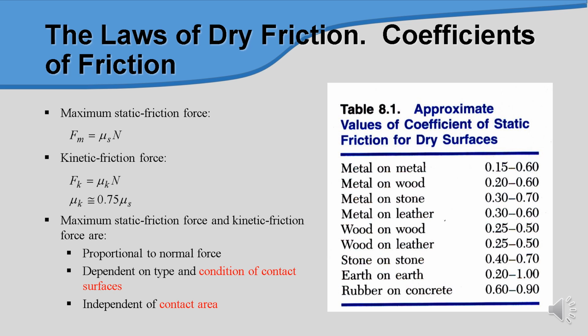If we look at the various values of the coefficient of static friction for dry surfaces, we can see the contact of metal on metal, metal on wood, metal on stone, metal on leather, or wood on wood. So there are various values of the coefficient of static friction. The highest is produced from the contact of rubber on concrete, around 0.6 to 0.9. The lowest value is from the contact of metal on metal. Maybe if we have contact with the surface of ice or something, we can assume that it is frictionless.